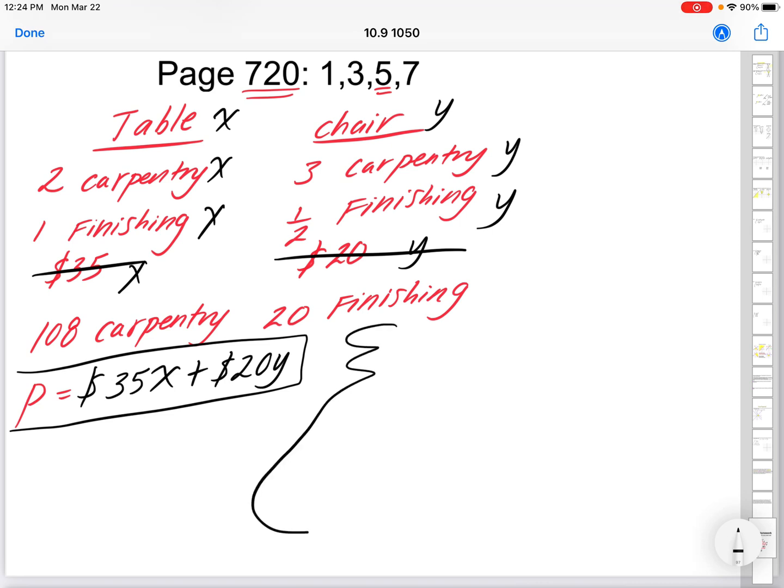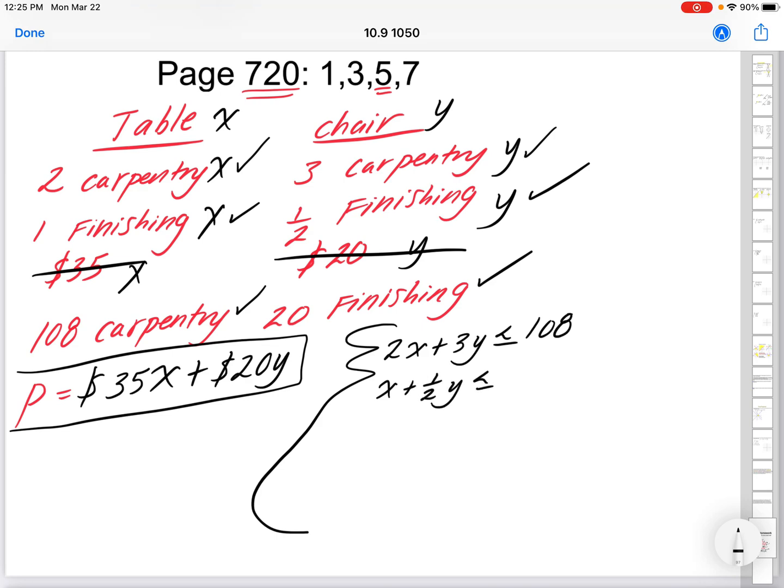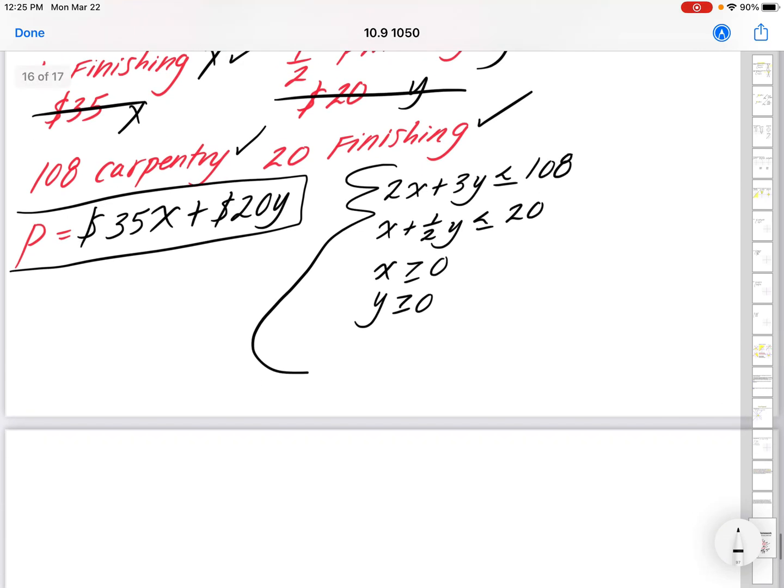So then we're going to have to set up 2 statements since we have 2 variables. So carpentry, let's stay consistent. That would be 2x plus 3y needs to be less than or equal to 108 available. Finishing would be 1x plus 1/2 y needs to be less than or equal to 20. And we need to be in quadrant 1. So x would be greater than or equal to 0 and y would be greater than or equal to 0. So we want to maximize the profit.